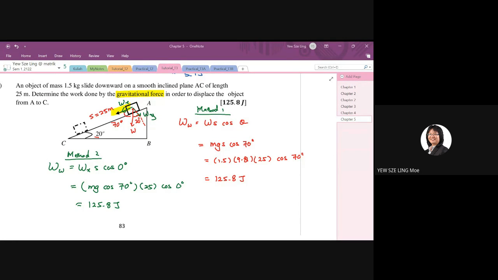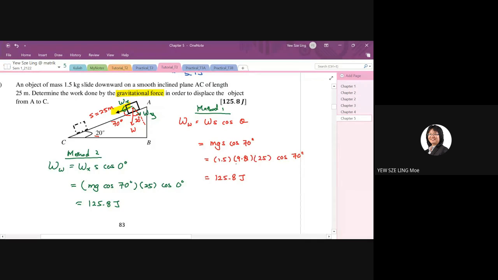Once you are done, I want you to spend 5 minutes on trying question 3. I give you 5 minutes to try question 3. I'll continue after 5 minutes. I want you to try question 3 by yourself. Question 3 is basically the combination of questions 1 and 2. You learned how to calculate force, work done by each force component, and then how to calculate the total work done.